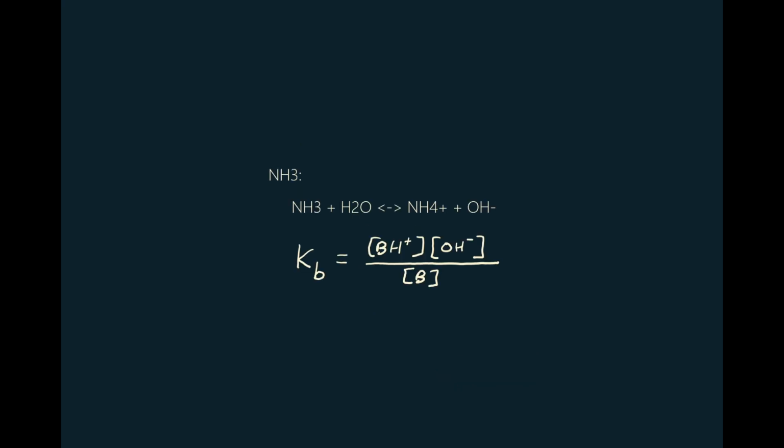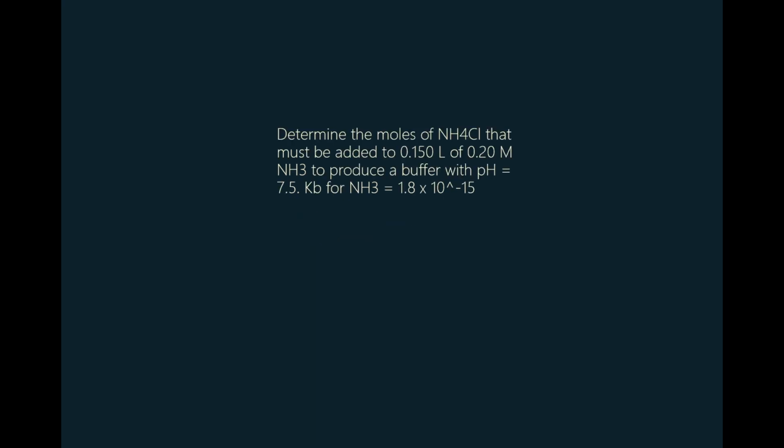As a recap, the Kb equation is written like this, where the denominator is our base, and the numerator consists of our conjugate acid and our deprotonated water, called a hydroxyl. Determine the moles of NH4Cl that must be added to 0.15 liters of 0.2 molar NH3 to produce a buffer with pH of 7.5, and we're given the Kb. Our NH4Cl gets dissociated into NH4+, that will serve as our conjugate acid, or BH, and the NH3 will serve as our base. We also have a Kb, which means we can use our modified HH equation for bases.